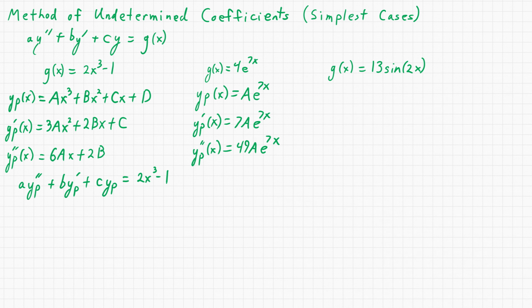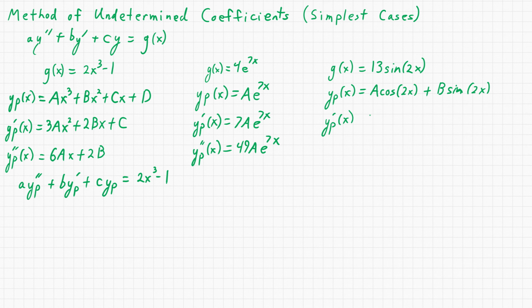This guess is a little different, so this is kind of the third case that you can guess for. Here we have 13 times sine of 2x. So the idea is we're going to guess for y particular of x, and we actually have to guess two different trig functions together at the same time. We have to guess A times cosine of 2x plus B times sine of 2x. The reason we have to guess both of them is in the middle term, things flip. We'll see this in the example solution.